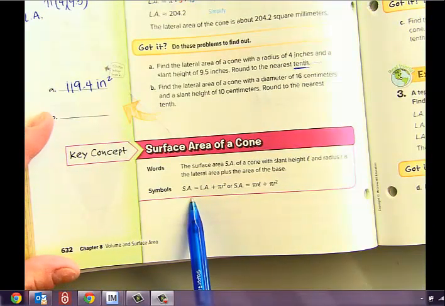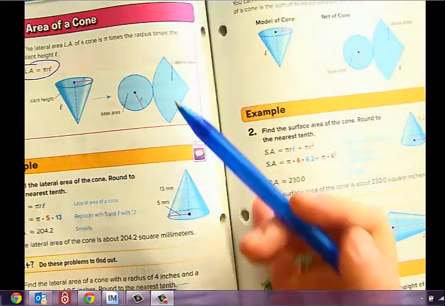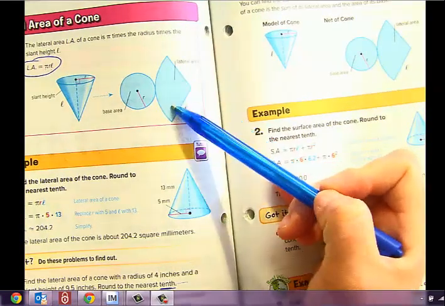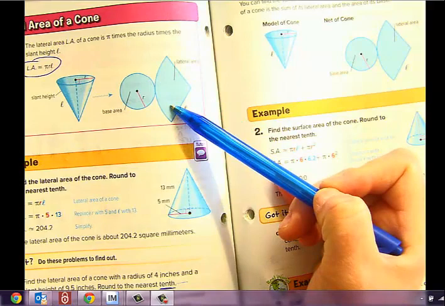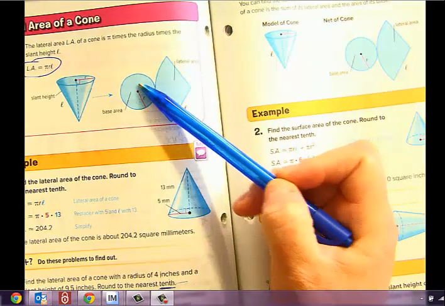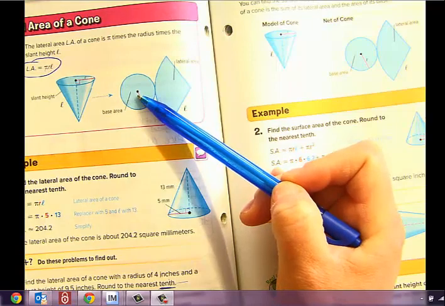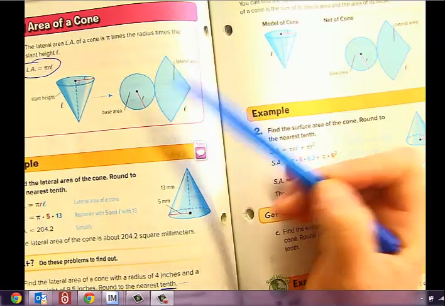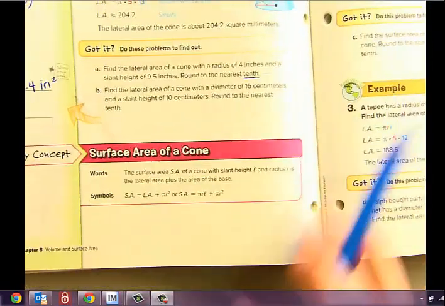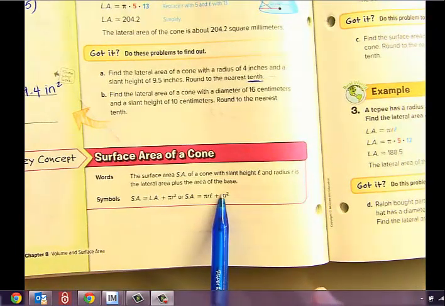Surface area, if I looked at that same cone, this part by itself was lateral area. Surface area is this part plus this part. Okay, so surface area should be bigger than lateral area because I'm adding another piece to it. So surface area is like if I were to paint the whole thing, I would paint the bottom also. Or if I were to wrap the entire cone in wrapping paper, I would use surface area.